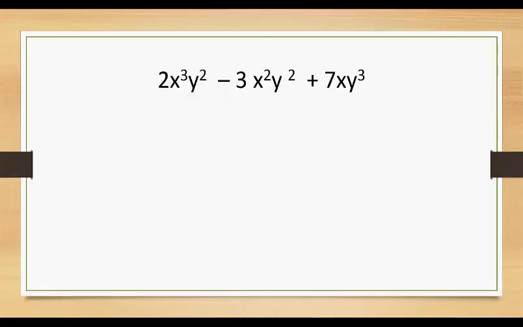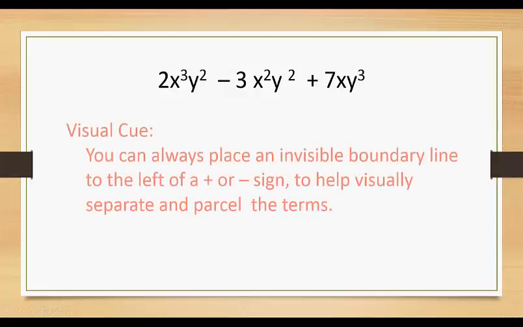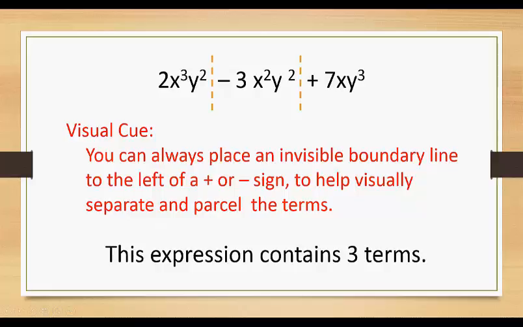Looking at our example, you can use a visual cue of placing an invisible boundary line to the left of any plus or minus sign that is found outside of a parenthesis. The effect will allow you to take each term and parcel them or separate them apart. Once this is done, you can easily see we have an example that consists of 3 terms.